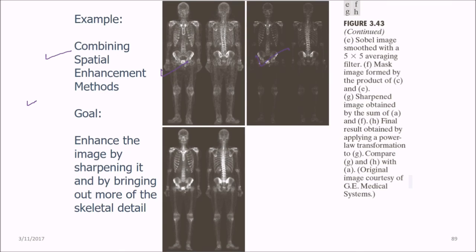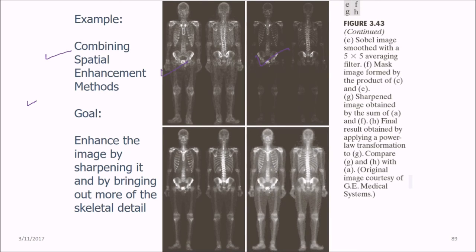That means this one and the first one which we took. And this H is the result obtained by applying a power law transformation to this G. You can compare wherever you want, these figures or these values can be easily found out.